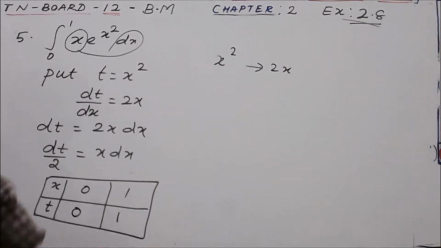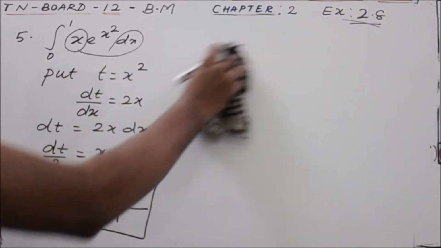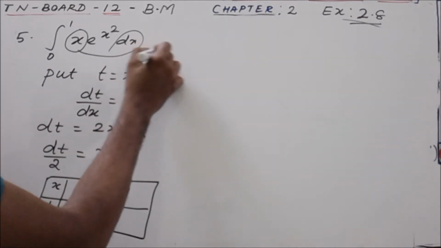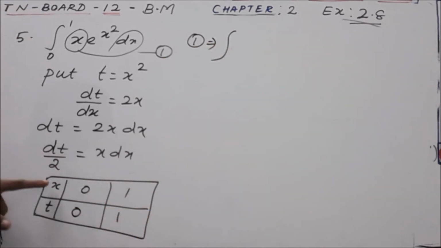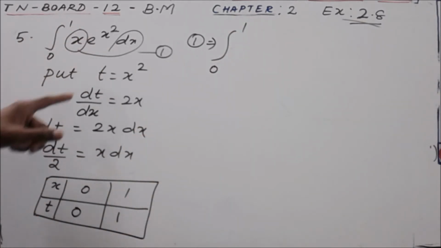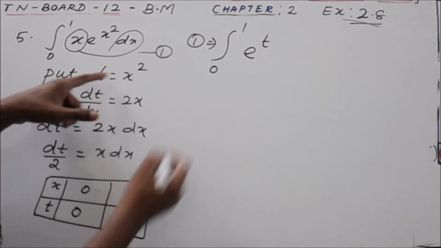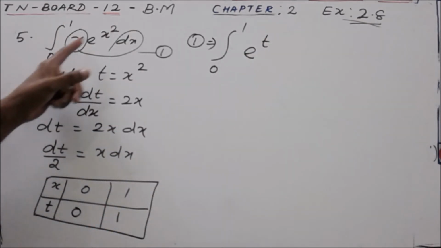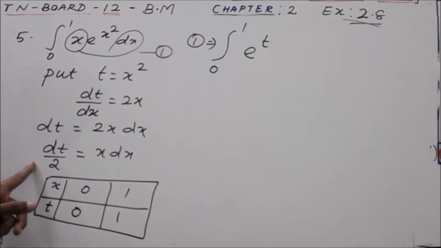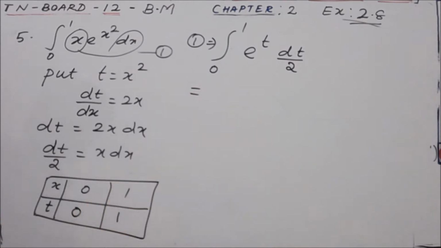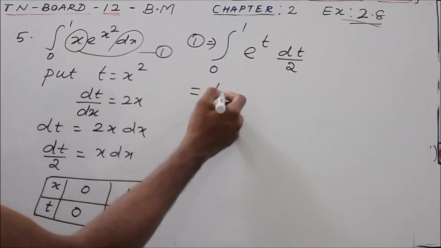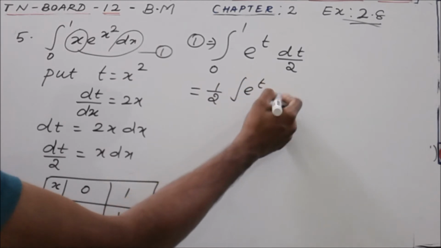Now here, substituting into the function, the integral from 0 to 1 for x, changing to t is also 0 to 1, the limit 0 to 1 appears here. Then e power x square is changed to e power t, x square as t, and the remaining x dx is changed to dt by 2. So we can take it as dt by 2. Listen carefully here, which is equal to, the 1 by 2 is taken out, integral e power t dt.